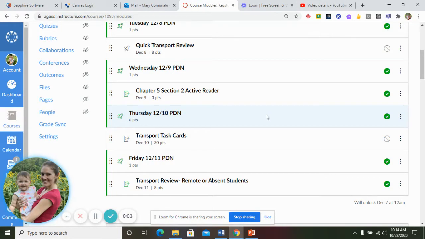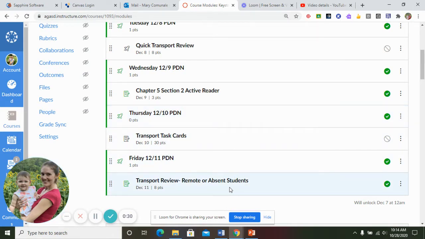Hi guys, today we are looking at the transport review, and this is actually the last real review assignment that you're going to have before we do our test, which is going to be on Tuesday of next week. Now there will be a review game that will open up for you to look at on Monday. I'll probably have it open up Sunday as long as Miss Smiley has it done.